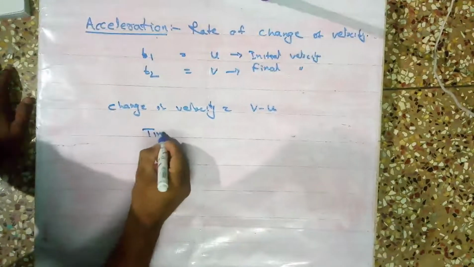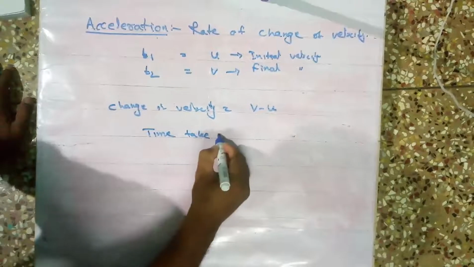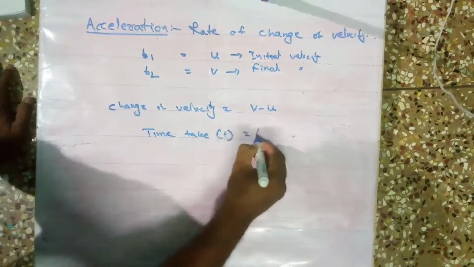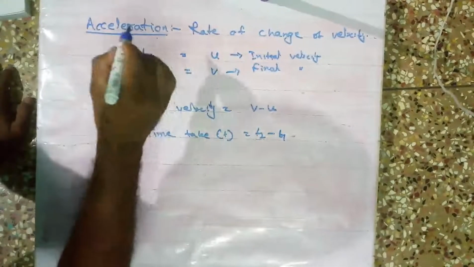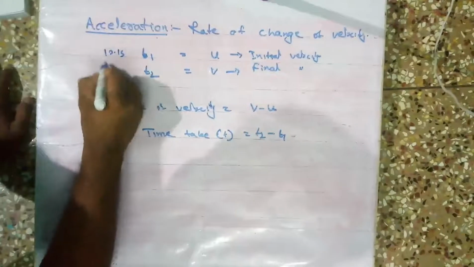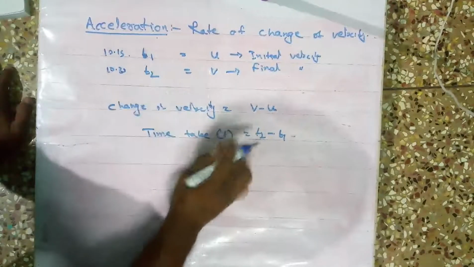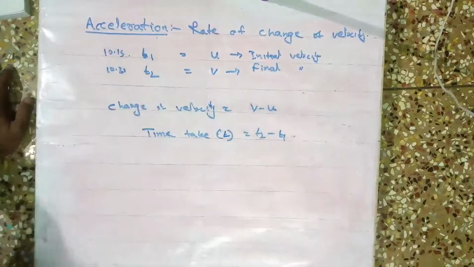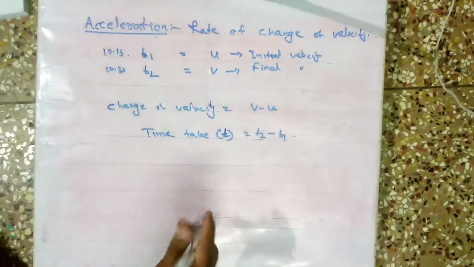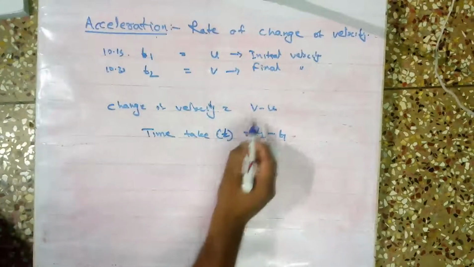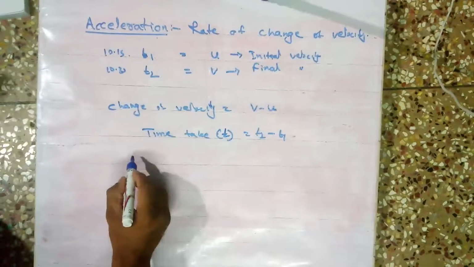Suppose the time taken for this, I'll take t, that is t2 minus t1. This is a particular time, like 10:15, and suppose 10:30. This t gives the gap between these two, the time interval. T2 minus t1 gives the time interval. So now rate: in time t it changes from u to v. In one unit of time, that is the rate of change of velocity.